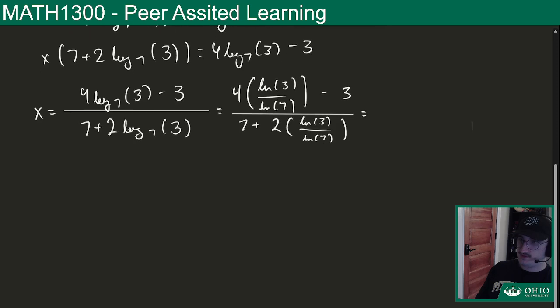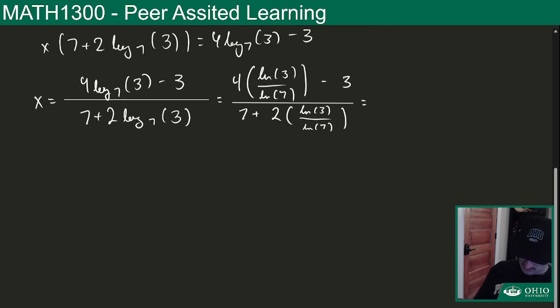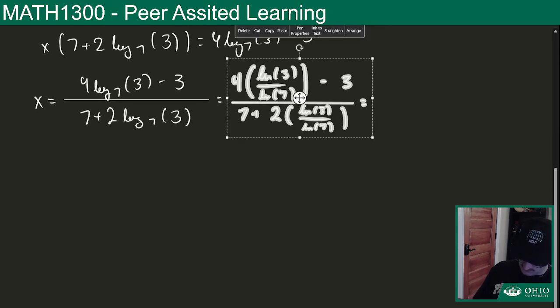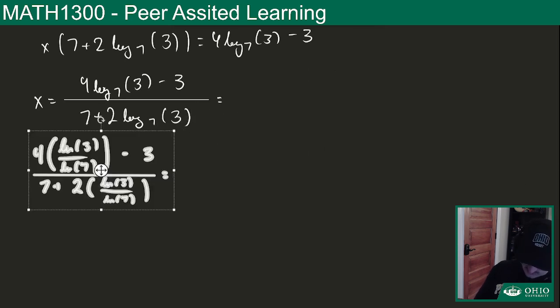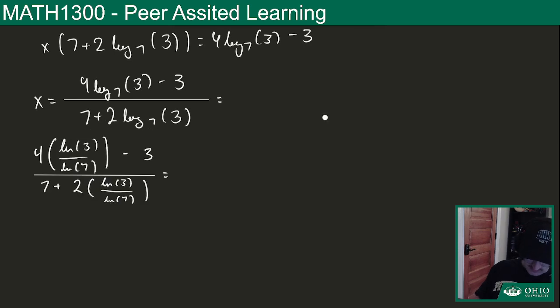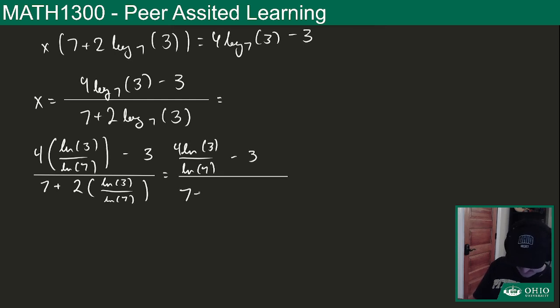Let me scroll down, and I'm going to move this to a new line so I have space to work with. Now let's take this quantity 4 right here and the 2 right here. Let's move those into the actual logarithmic expressions. So again, nice large denominator. I'm going to get 4 times the natural log of 3 over the natural log of 7 minus 3, over 7 plus 2 natural log 3 over natural log 7.